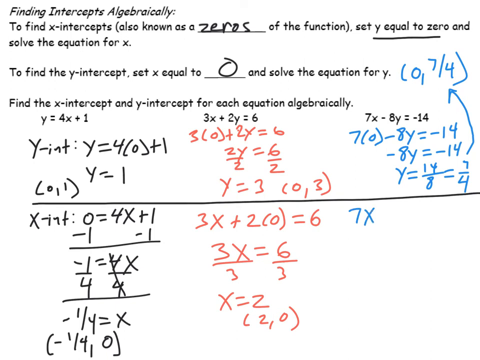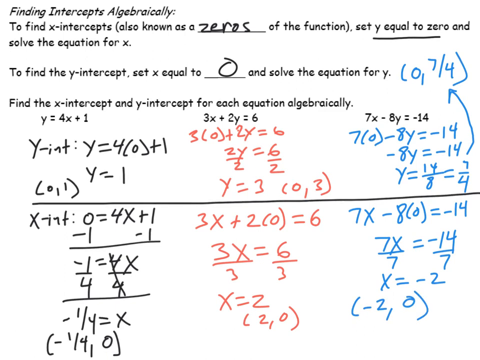X-intercept, 7x minus 8 times 0. Y has to become 0. 7x equals negative 14. Divide by 7, divide by 7. X is negative 2, which would tell you when x is negative 2, y is 0. That point would be on that graph. Okay, good deal. Good work.